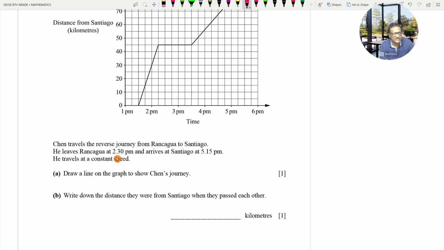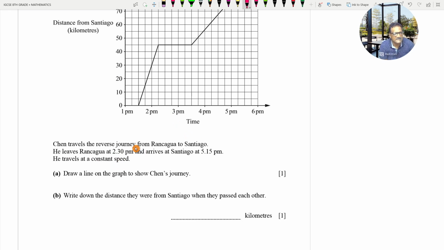He leaves Renteria at 2:30 p.m. and arrives at Santiago at 5:15 p.m. He travels at a constant speed. Now when he travels at a constant speed, since this is a distance time graph, it will be a straight line. Okay, so let us see.